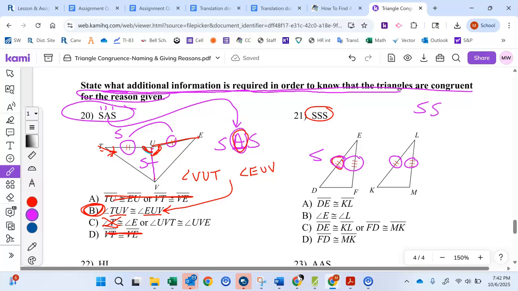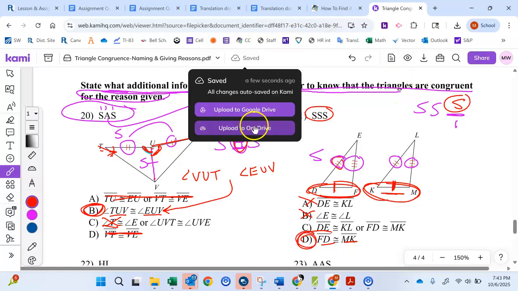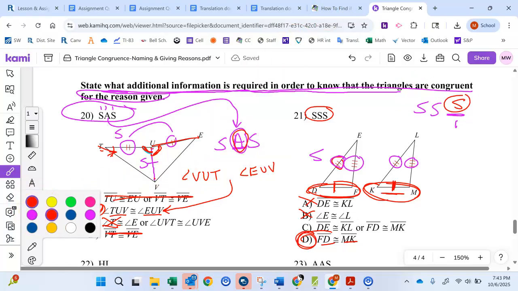So we have another side, which means we need the last one here to be the other side, which would be this one. So maybe KM, DF, no, we don't need an angle. FD, wait, it's DF or FD, so the order is different. And then MK, yes, so that's this one, okay, got it? FD, MK. So that's why that one's D, okay? So go ahead and do these, and when you're done, make sure you enter your answers in Canvas.